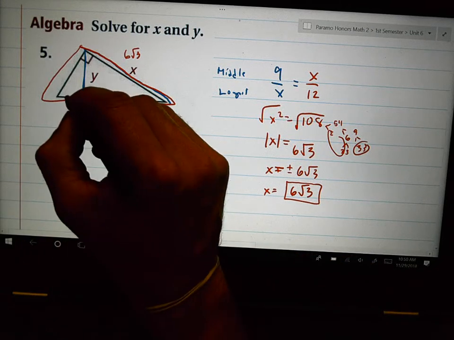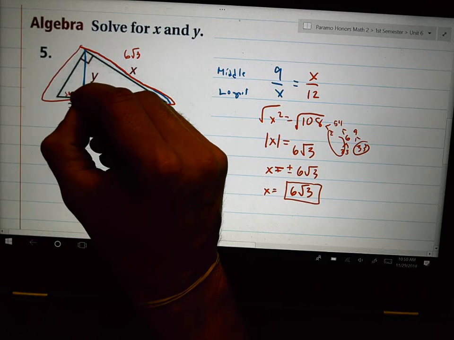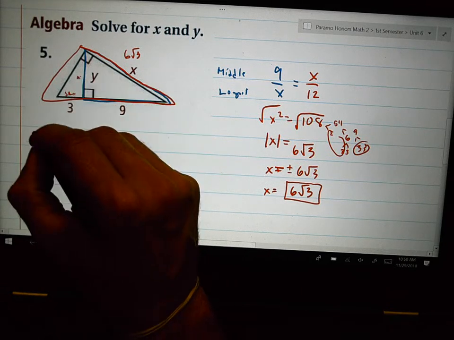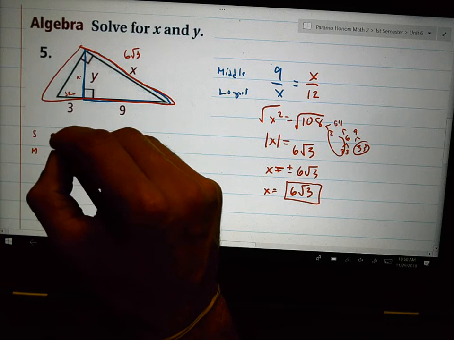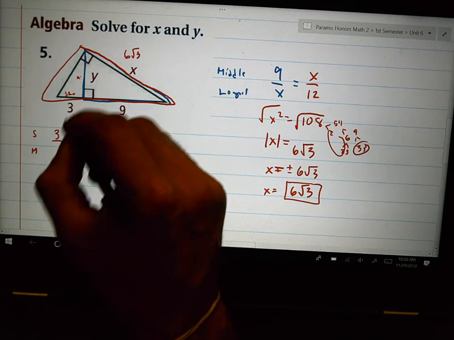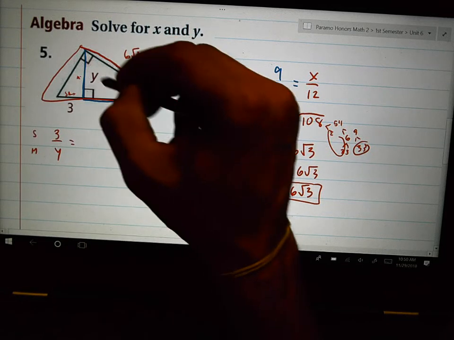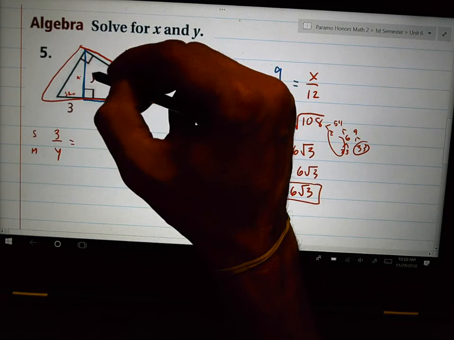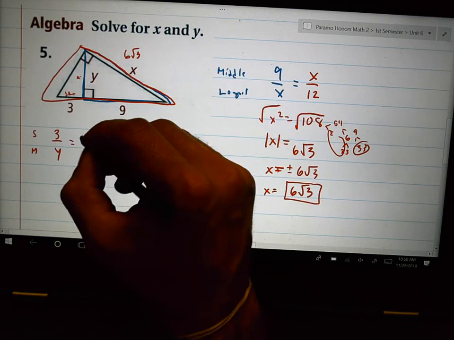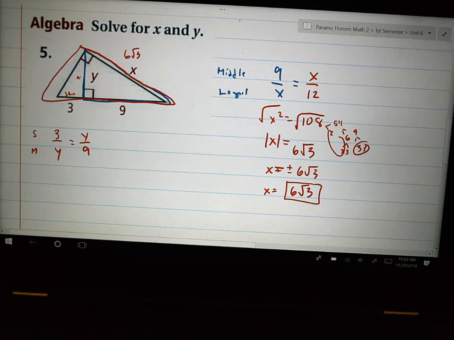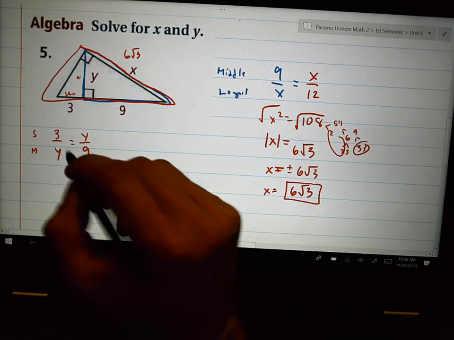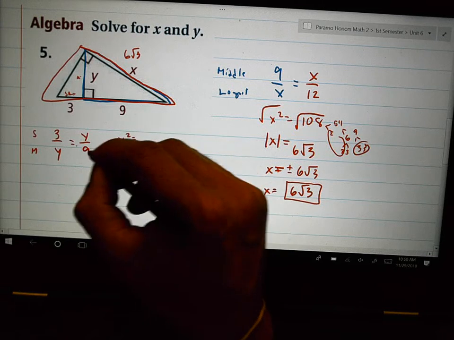If I use the short and middle of the smallest triangle, let's do short, middle, short, middle. The short side is 3, the middle side is y, and I'm using the smallest triangle, equals. Now I need something else where there's a short and a middle. Maybe it's these two, the blue triangle. The shortest is y, the middle is 9, y over 9. If I'm solving this proportion, y times y is y squared equals 3 times 9 is 27.